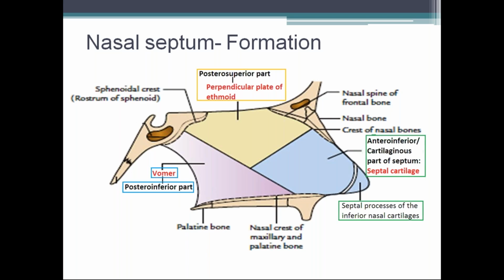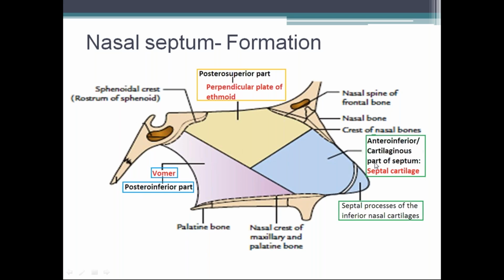Okay, and other bones contributing to the nasal septum are, so you can see the perpendicular plate of ethmoid bone here articulates with the nasal spine of frontal bone and the crest of the nasal bone, and you can even see the crest of the maxillary bone and palatine bone, and you can see the sphenoidal crest which is formed by the rostrum of the sphenoid bone. So these are the bones additionally contributing to the formation of the nasal septum. Okay, so you have to keep only two things in mind: perpendicular plate of ethmoid and vomer. You should not forget this.